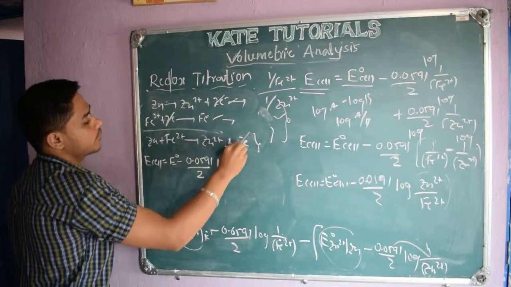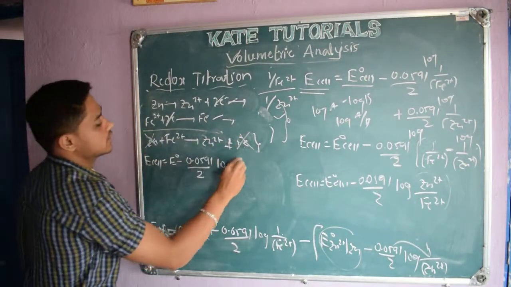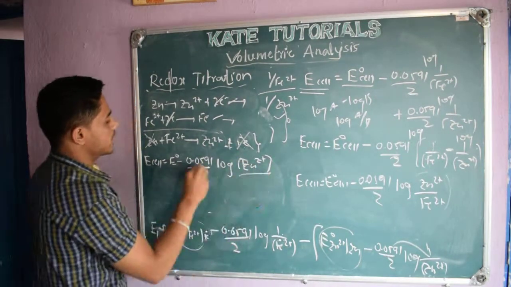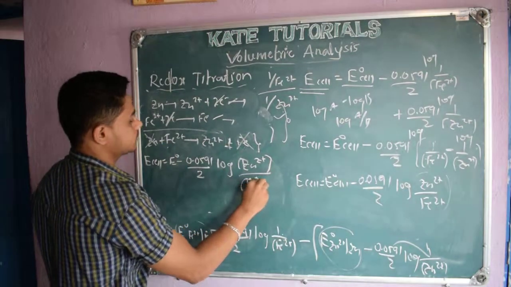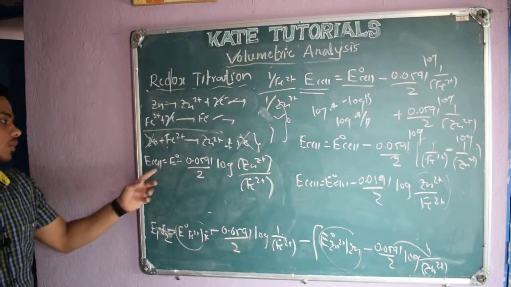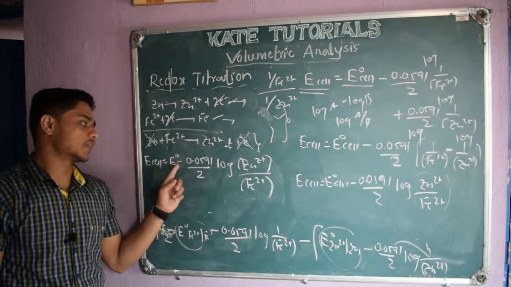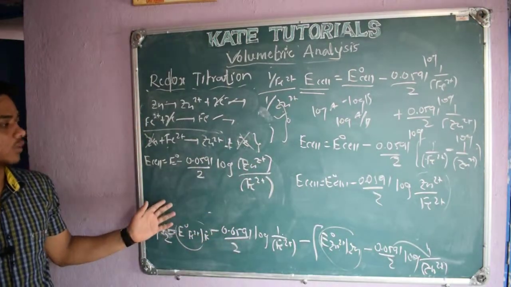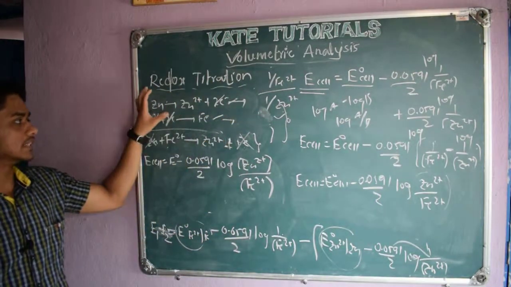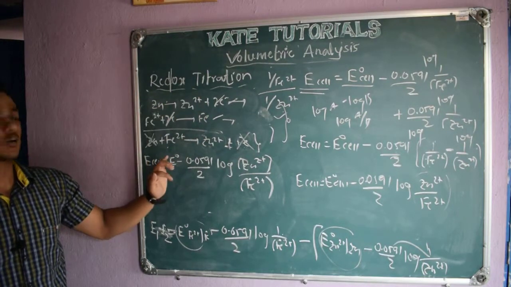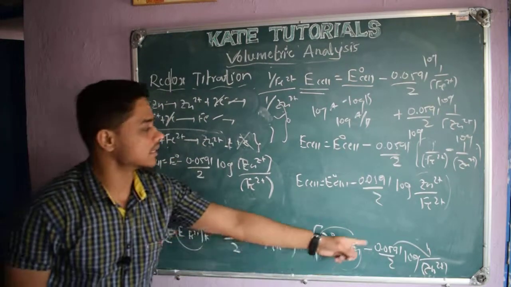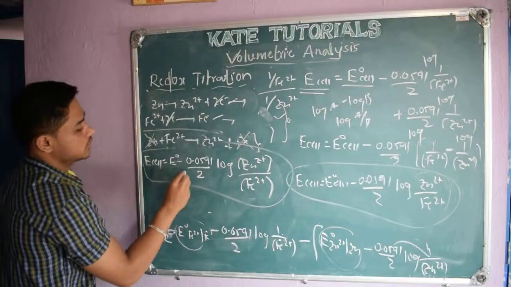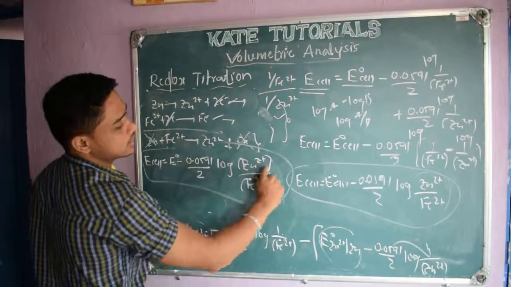So we leave out the solids. K means products, that is Zn2+, divided by reactants, that is Fe2+. So E of cell is equal to E naught of cell minus 0.0591 upon 2 log of Zn2+ divided by Fe2+. Like this also we can do, or we can do it separately: take E naught of cathode minus anode first, then I will get this thing. Both will be the same. E of cell is equal to E naught minus 0.0591 upon 2 log Zn2+ over Fe2+.